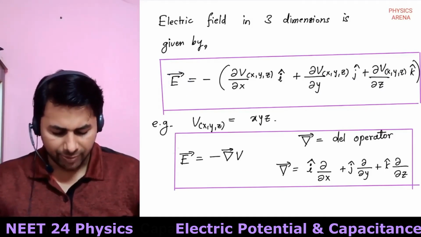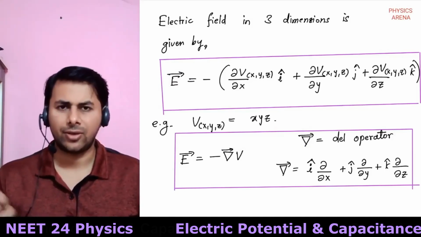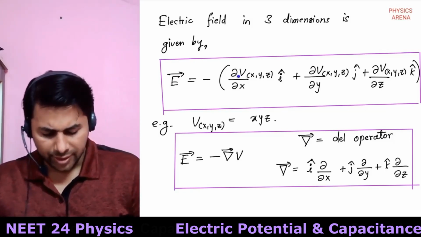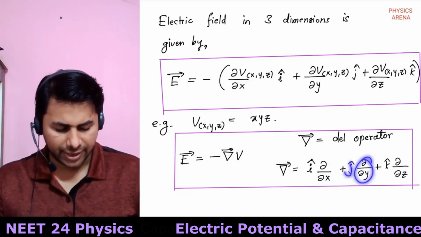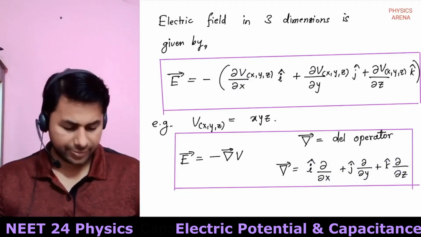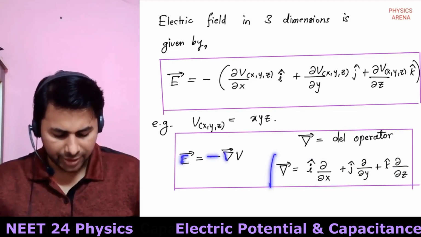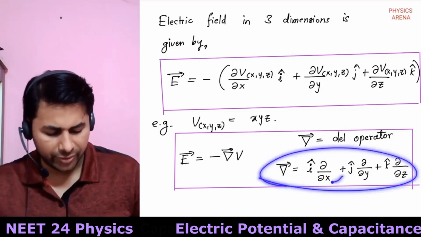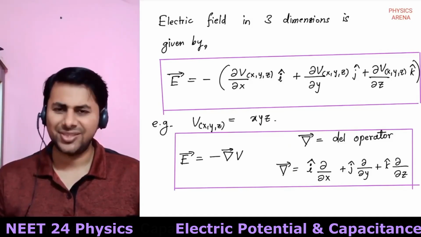So this can be written in a simple form. This is known as the Del operator, or it is also known as the gradient operator. So del by del x times i cap plus del by del y times j cap plus del by del z times k cap. This is equal to the Del operator. So when you write E bar is equal to minus of the Del operator acting on V, it means that you multiply V with this thing, and you will get ultimately this thing only. You got this? Yes, no?